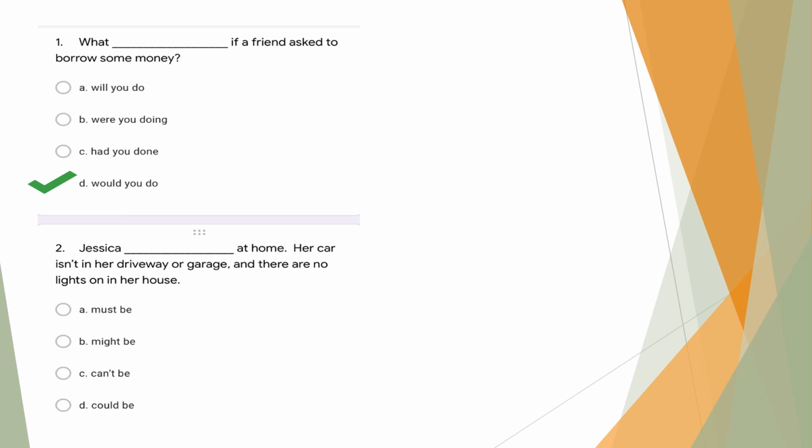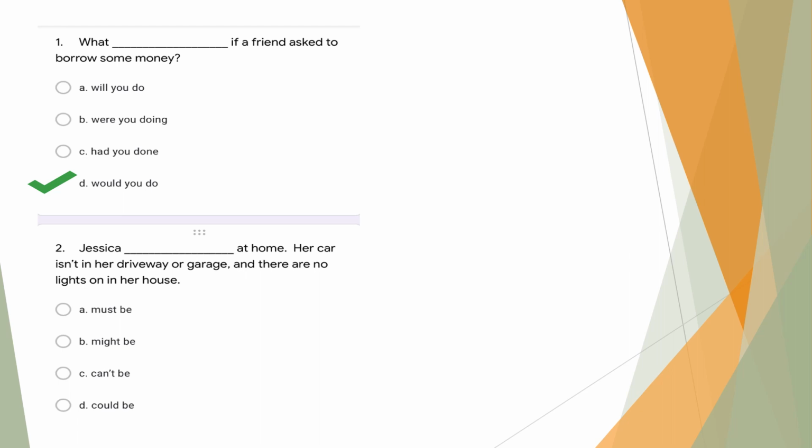What would you do if a friend asked to borrow some money? Not what will you do, what would you do? Okay, because basically that was the grammar that we studied from Unit 10. So that was number 1. What would you do if a friend asked to borrow some money?